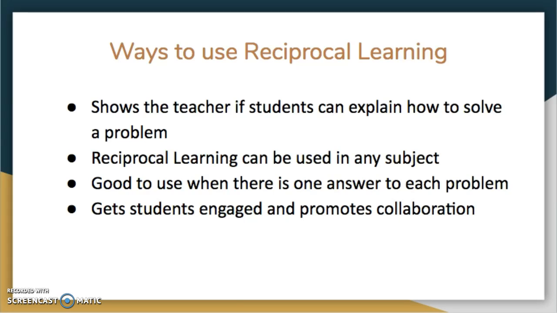This activity not only shows the teacher what students know, but if students can explain how to solve a problem. A benefit is that it can be used in any subject. It is important to note that this strategy is good to use when there's only one answer per problem. This way, students can check each other's answers. This strategy gets students engaged and promotes collaboration while learning.